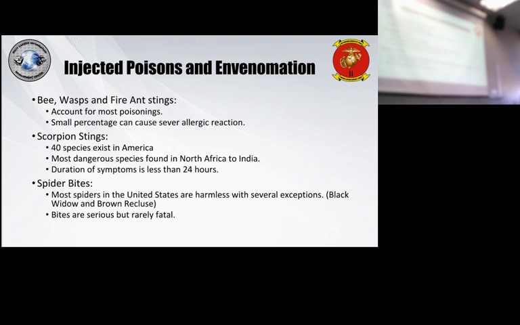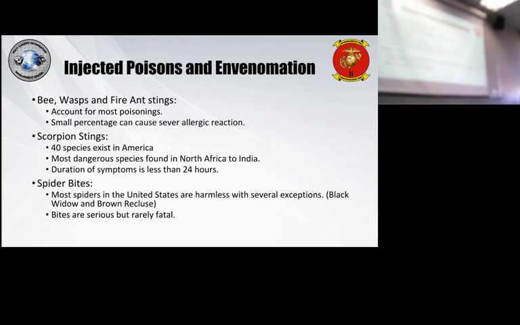Okay, injected poisons and envenomation. We have the bee, wasp, and fire ant stings, which account for most of the poisonings. A small percentage can cause severe allergic reaction. We have scorpion stings. There are 40 species. The most dangerous are found in North Africa and India. The duration of symptoms is less than 24 hours. The scorpion sting, I did see that on my test. It did say the symptoms, how long do they last? And it would have different hours, and they would say like 2 days or whatever.